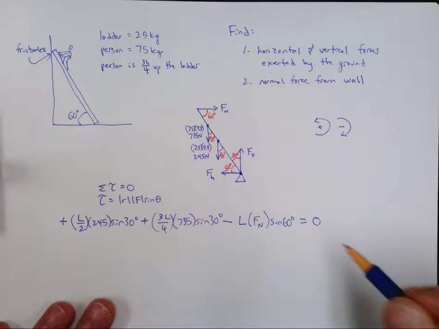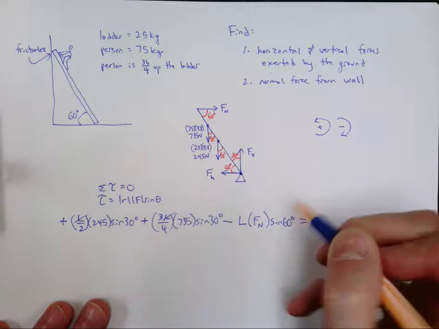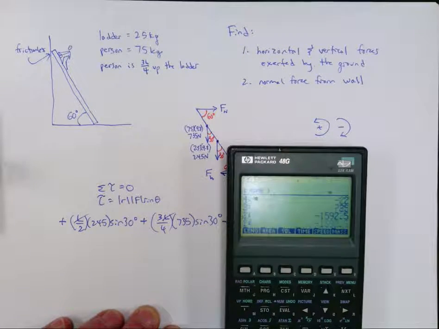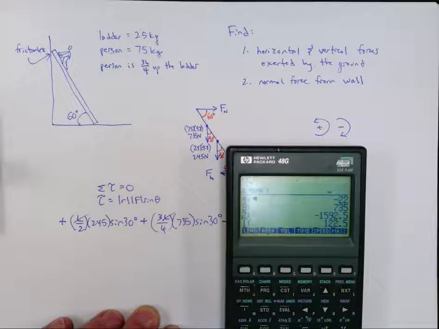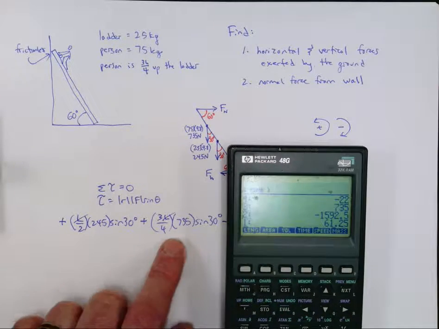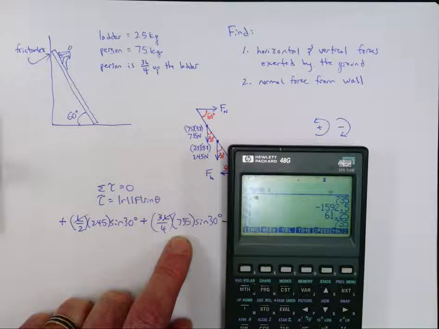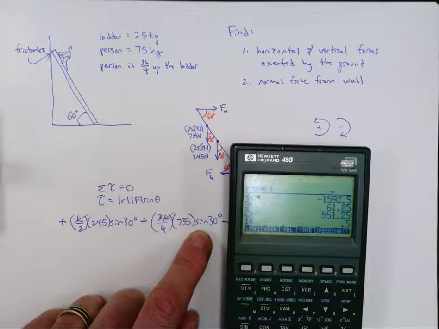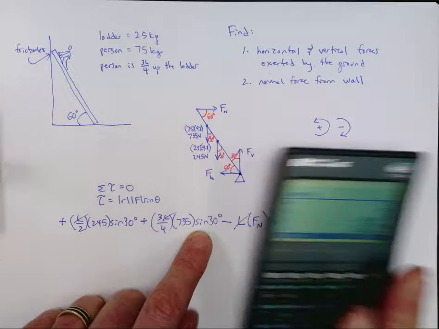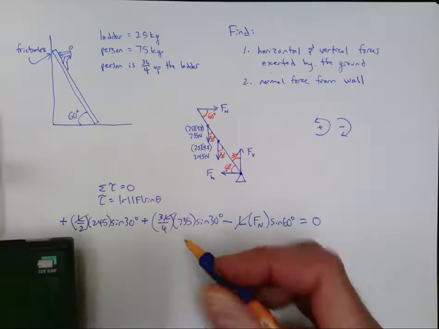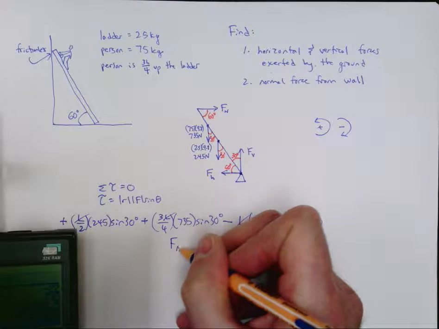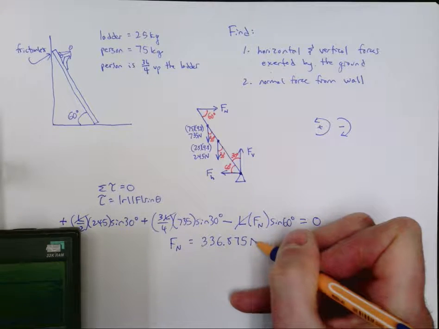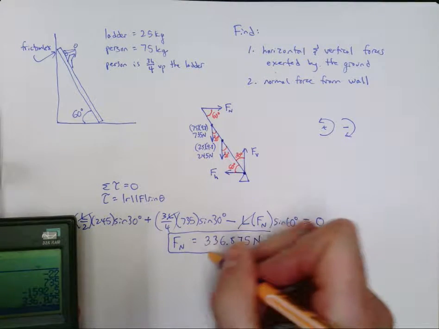So now it's a matter of doing the algebra. The L's cancel out. And let me get my calculator and see what we end up with. So 245 divided by 2 times the sine of 30, and 735 times 3 divided by 4 times the sine of 30. And then add those together, and that should be equal to the normal force. So I get an answer for normal force of 336.875 newtons. And that's how much force the wall is exerting.